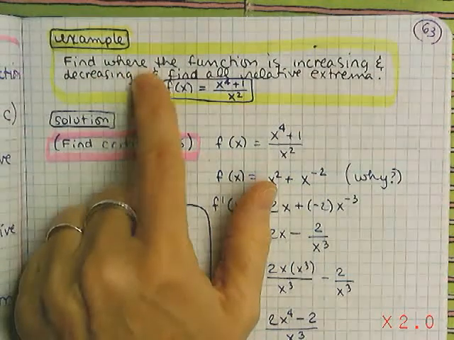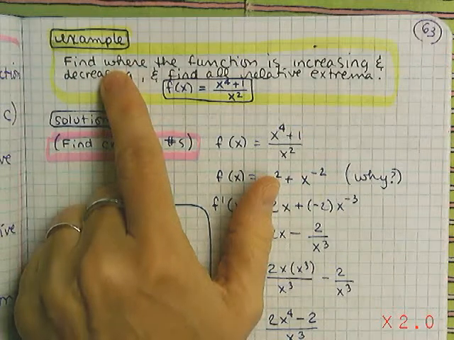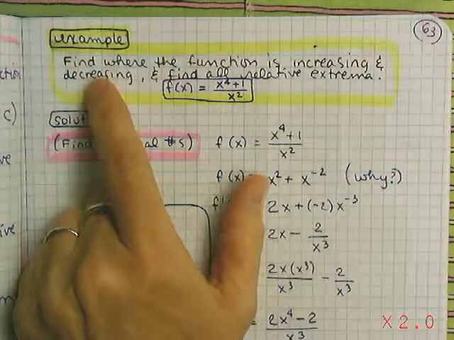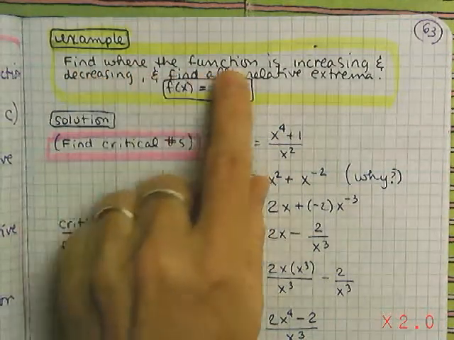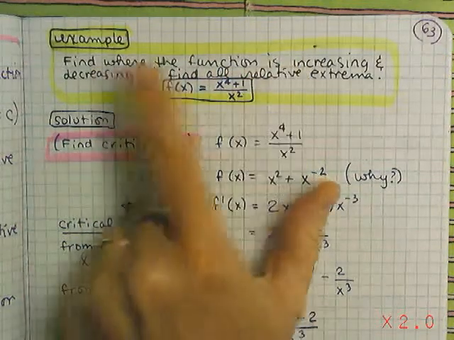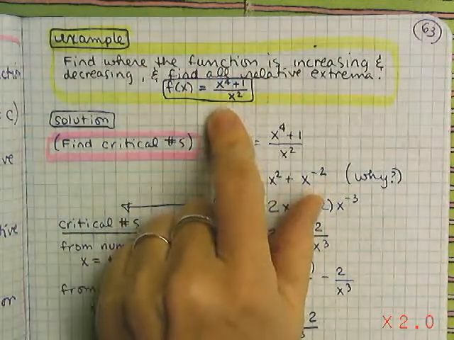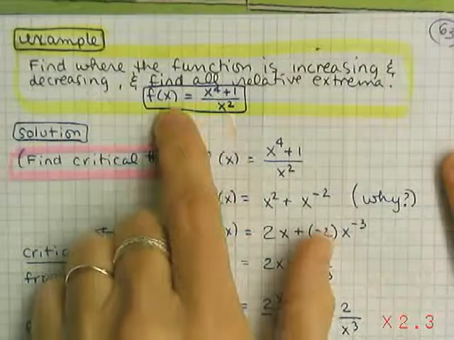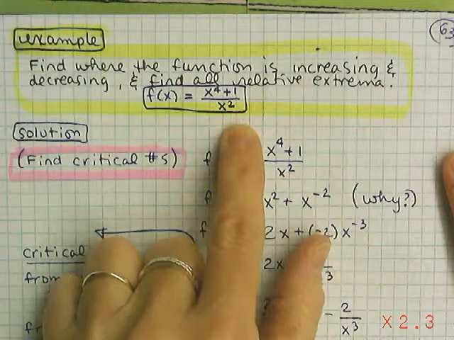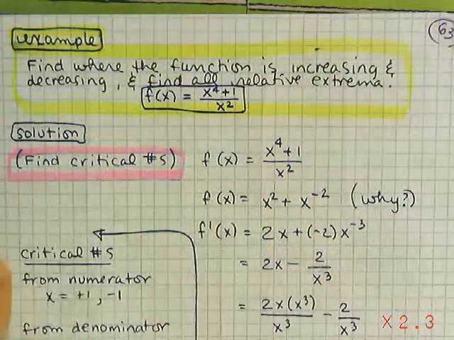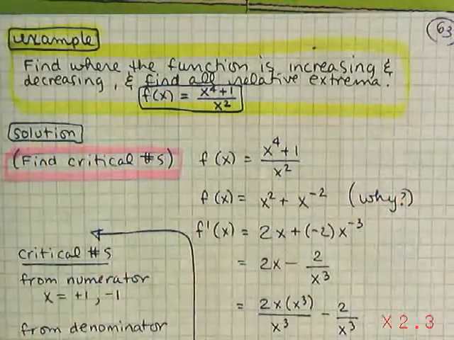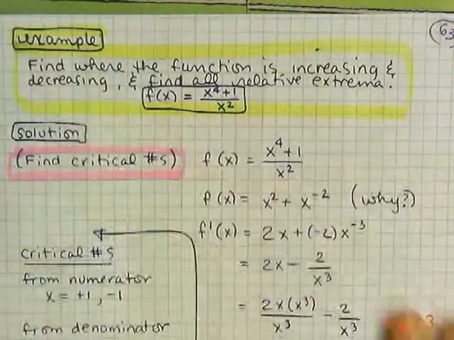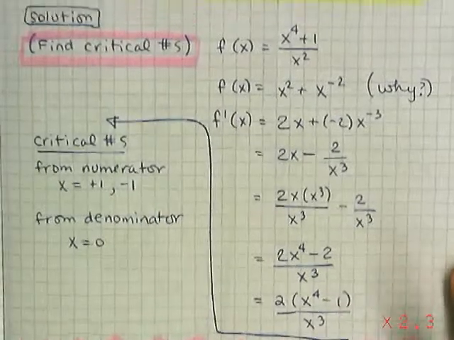Here's how it could be listed for you or prompt you. Find where the function f is increasing, where it's decreasing, and find all the relative extrema. Here's my function: f of x equals (x to the fourth plus 1) all over x squared. Okay? So think about the first derivative test. Think about what we did. So here's the solution.